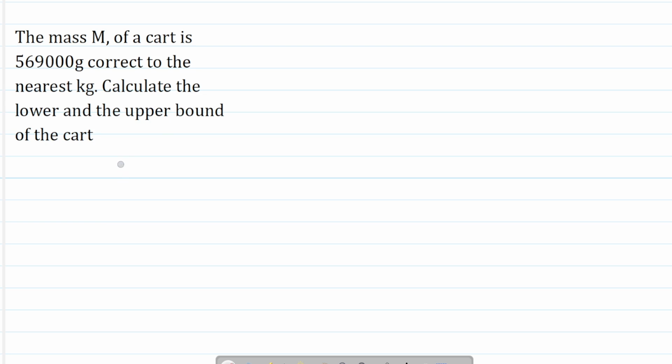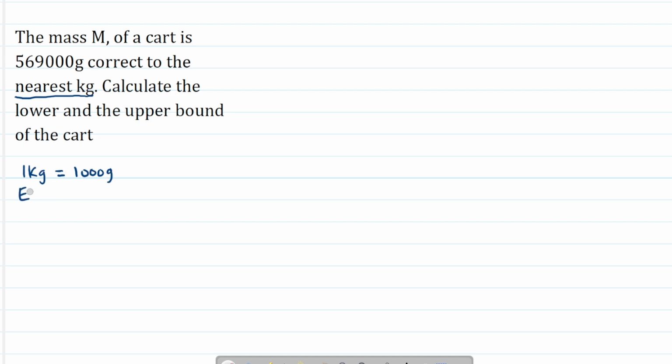To the next question, the mass M of a cat is 569,000 grams, correct to the nearest kilogram. Calculate the lower and the upper bound of the cat. Now the question is in gram. The mass of the cat is given in gram, but the approximation is in kilogram. So nearest kilogram means nearest 1 kilogram. But we know that 1 kilogram is equal to 1,000 gram. Therefore, nearest 1 kilogram means nearest 1,000 gram.